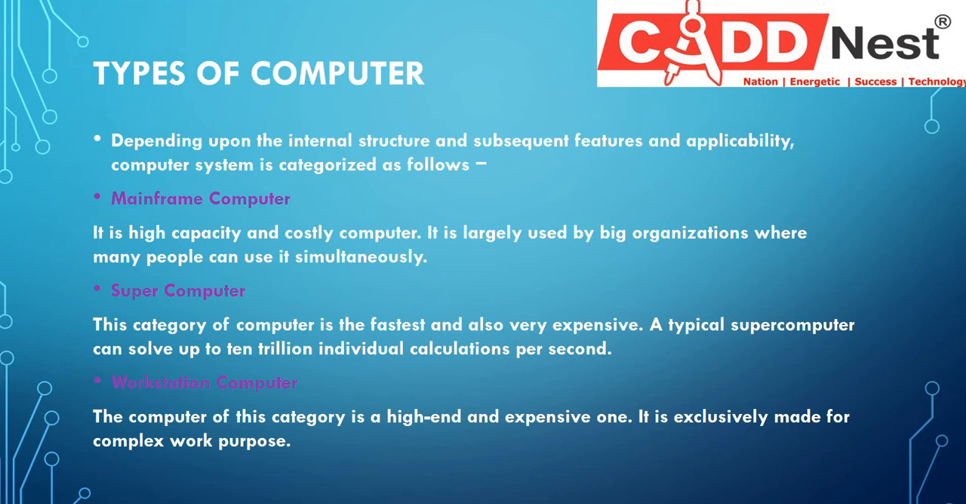The first division is mainframe computers. These are high capacity and costly computers. They are largely used by big organizations where many people can use them simultaneously.